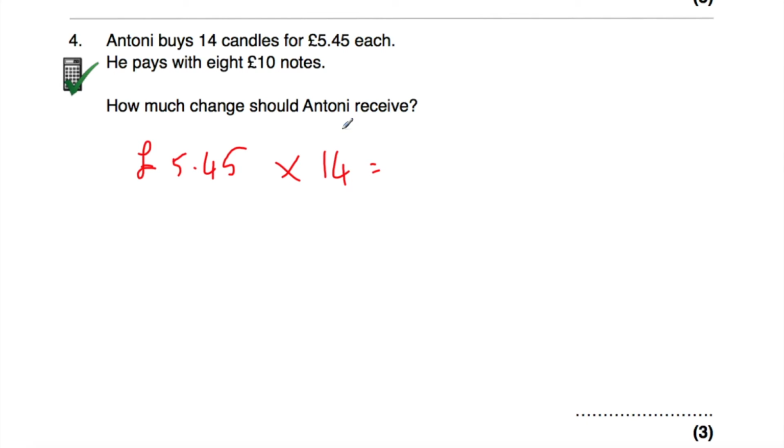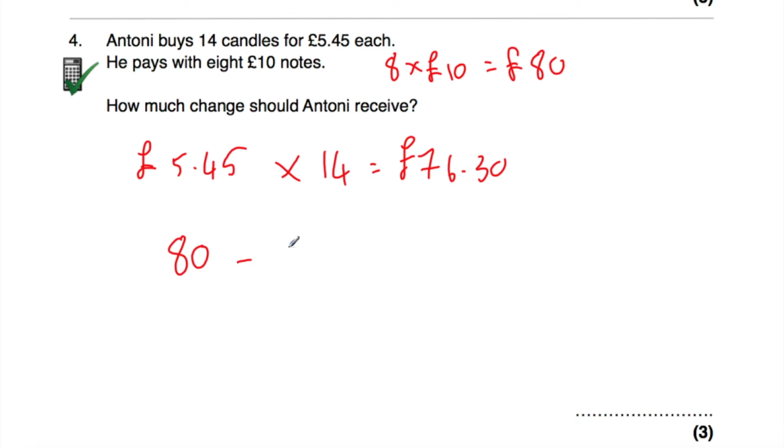So if we take £5.45 and we multiply that by 14, we get £76.30. So that's the total cost of the candles. Now he pays with 8 £10 notes, so 8 multiplied by £10 is equal to £80. So he pays with £80 and they cost £76.30. So to work out the change, we'll take the £80 and subtract £76.30, and you can do it in your calculator if you want to, that's equal to £3.70.